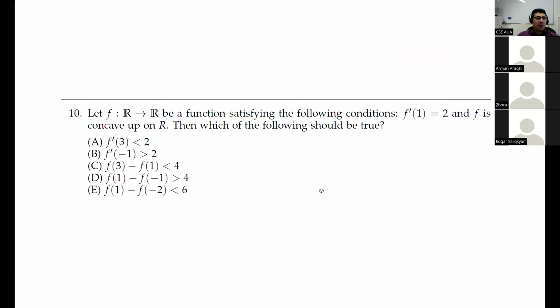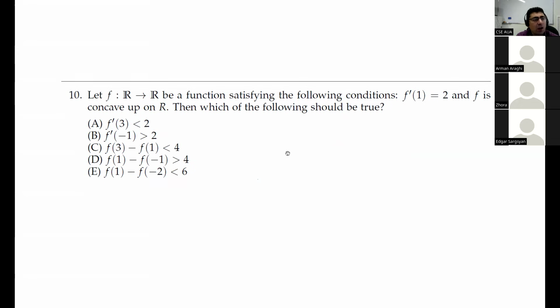We are given a function f defined everywhere and satisfying the following conditions. The derivative at 1 is 2 and function f is concave up. Okay. What can we say about the given statements? Which one is true? So we know that the function is concave up.